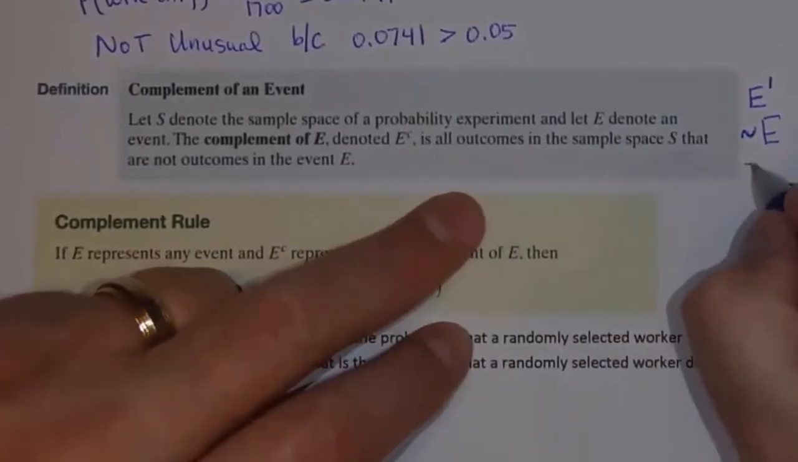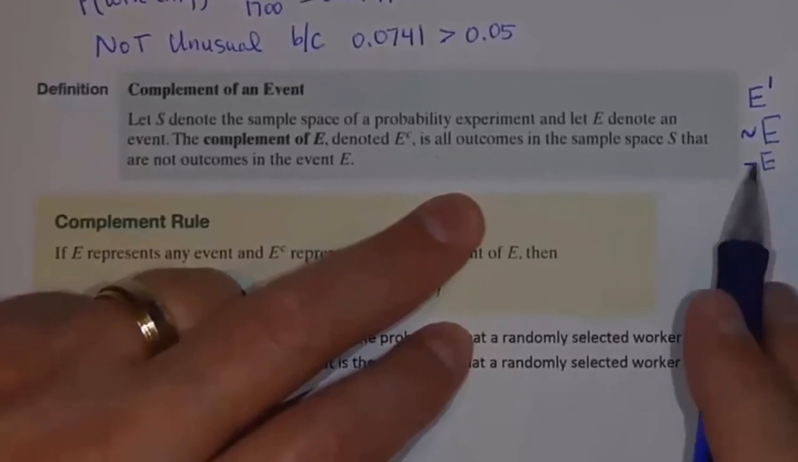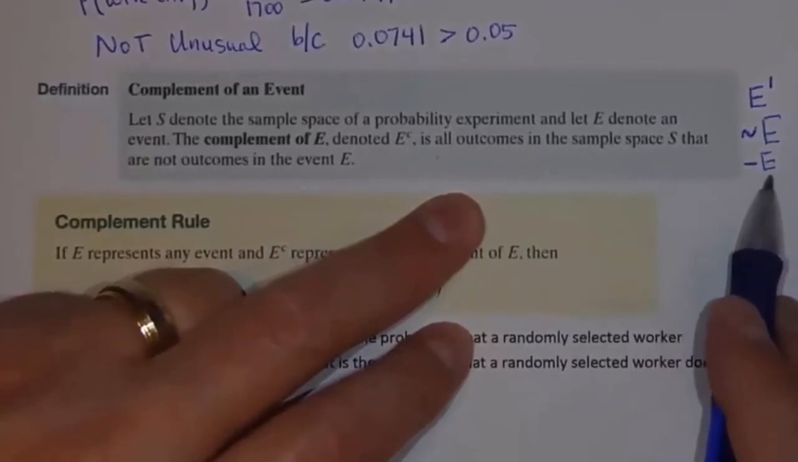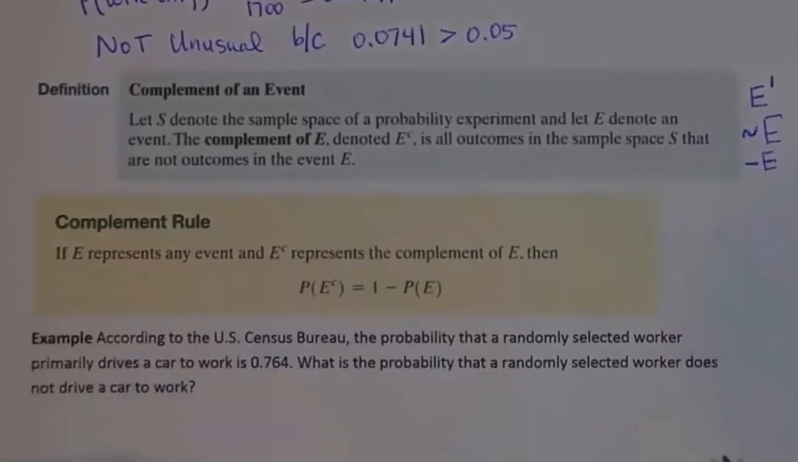Sometimes even just a negative sign is used. So you might say the negative of E, which basically means not E. So again, these notations are more commonly used.